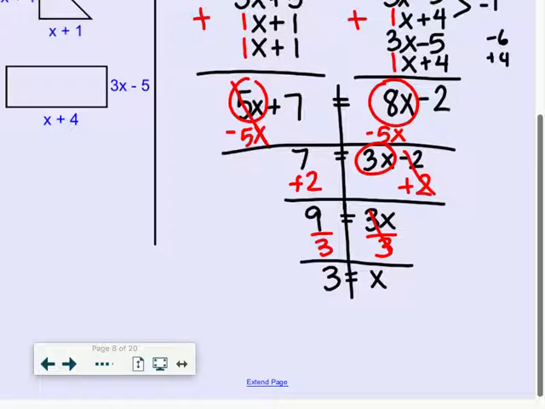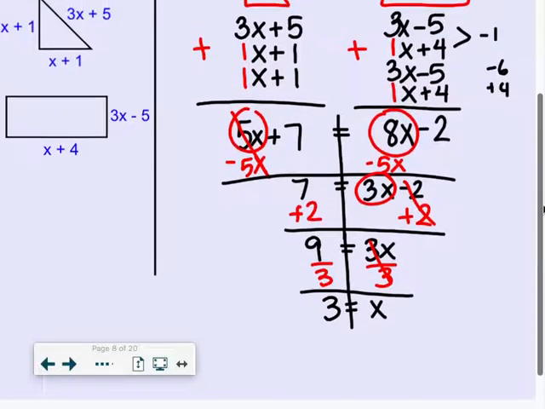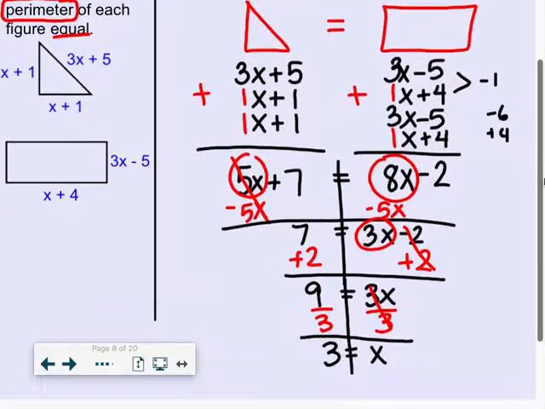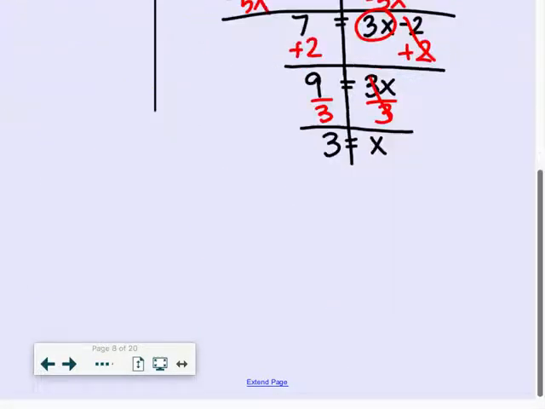Now I'm going to reread the question just to make sure I answered the question, because sometimes they will ask you to find the perimeters, not just to find x. So the value of x that makes those perimeters equal is 3. This is a connection to geometry, in case you didn't figure that out, and you will see a lot of problems throughout geometry that involve algebra.